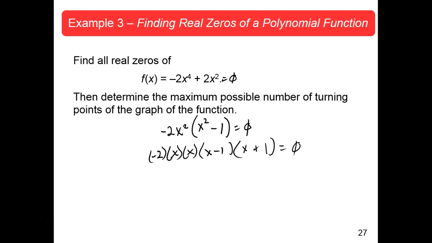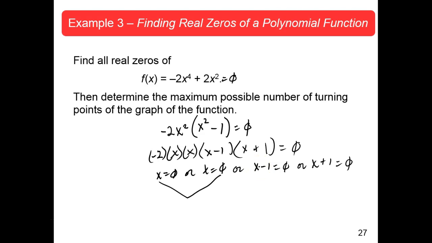Now, can minus 2 be 0? Not in this universe, okay? It can't. Minus 2 is not 0. So that means that either x is equal to 0, or x is equal to 0, or x minus 1 is equal to 0, or x plus 1 is equal to 0. Okay. Most of the time you won't write them this way. Okay. Negative 2 cannot equal 0. Okay, so it's out of there. So these two are exactly the same thing, aren't they? So that's only one possible zero. Zero.